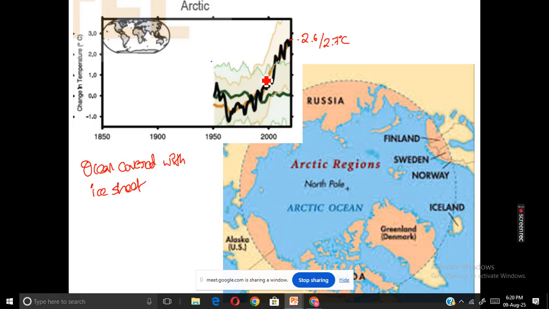So why is this happening? Arctic regions are, as I said, basically ocean covered with ice sheet. So what happens when the ice sheet melts? Ice has very high albedo. Ice is a surface which has very high albedo. Albedo means how much of the incoming solar radiation is being reflected by the surface. That is basically given by the albedo. So ice has high albedo, which means it reflects most of the incoming solar radiation.